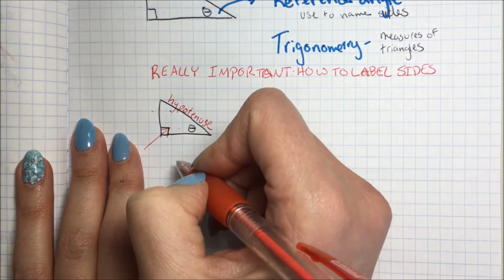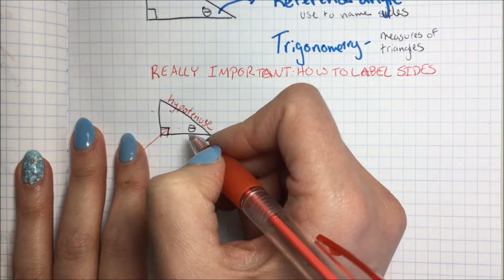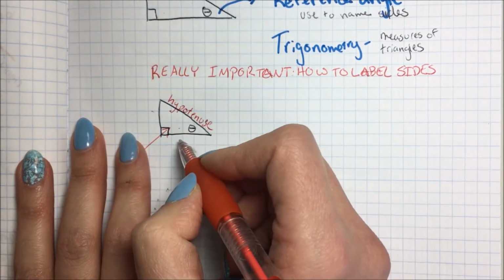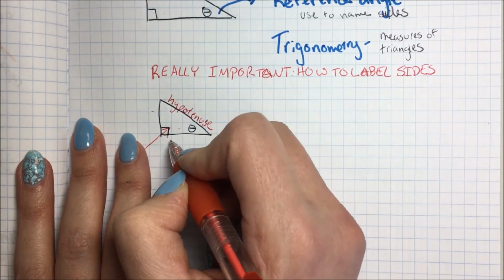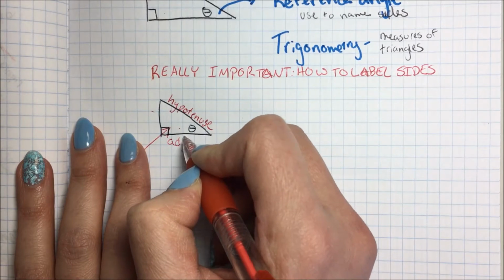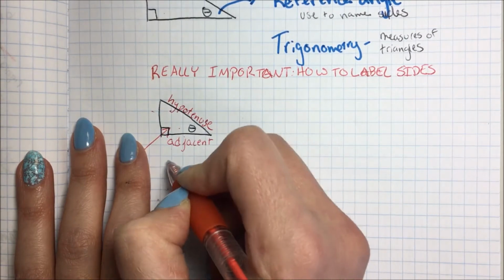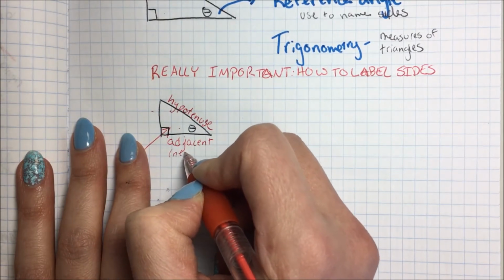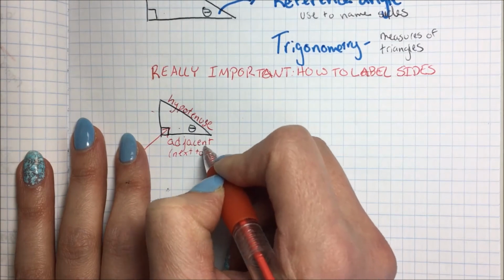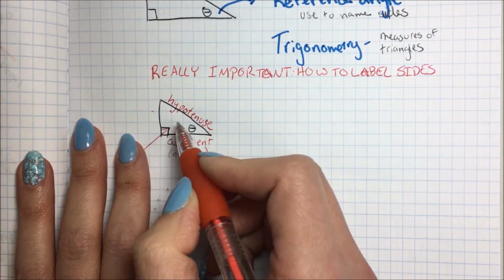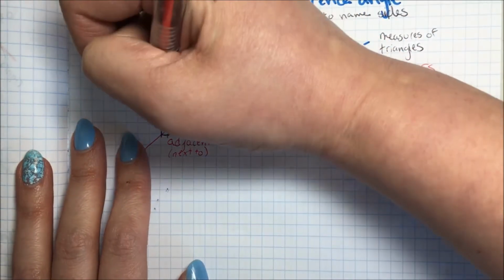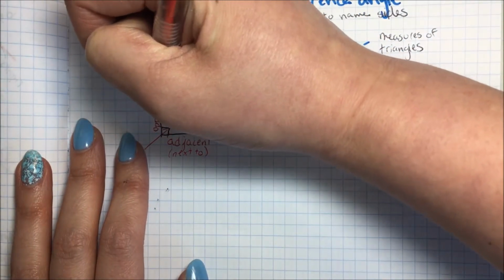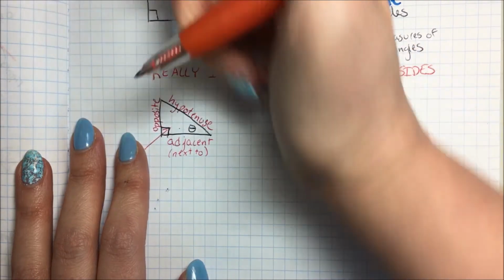But these other two sides are going to get names that are more specific than just leg. We're going to call the side that it's next to the angle, that makes up part of this angle down here, we're going to call this the adjacent side. And adjacent just means next to. And we're going to call the side that's furthest away from the angle, that's not actually touching, making the angle, we're going to call that the opposite side. Okay?